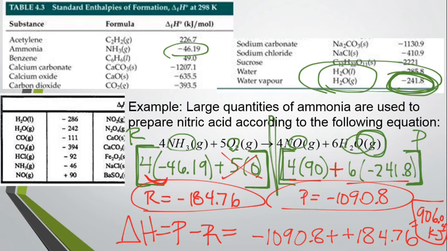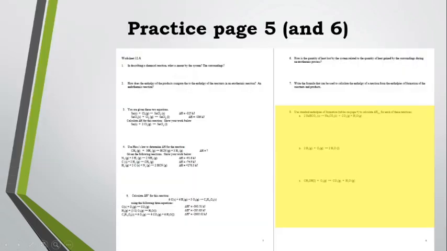So I think this way is a little bit easier. It's a lot of numbers still, but it's just follow the reaction. Make sure it's balanced. Find each of the substances in the table, write down those numbers, multiply them by the coefficients, and then you just have to remember to do products minus reactants. So that's it for our notes here.